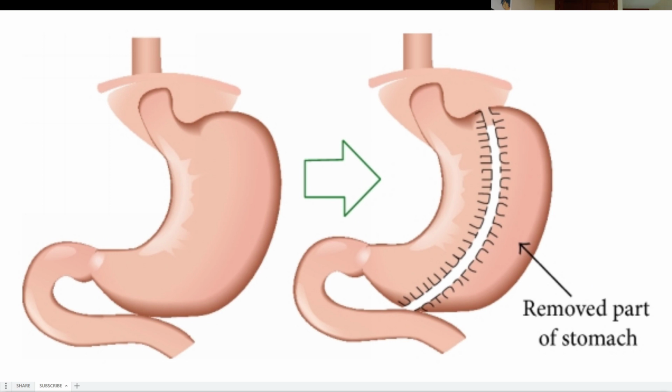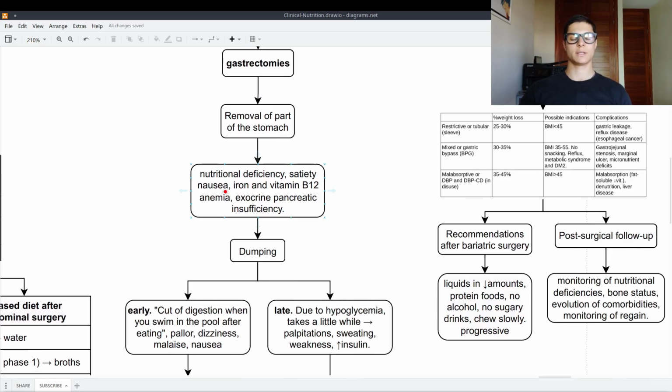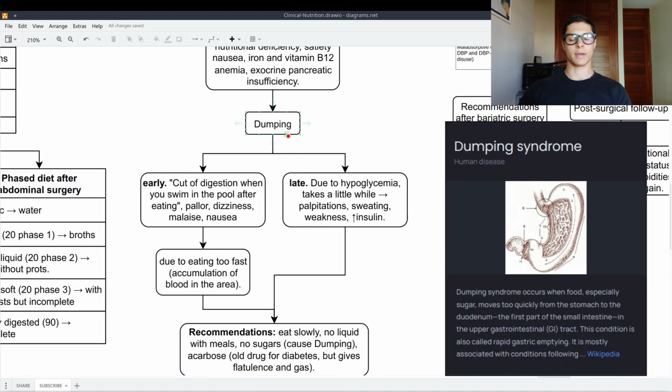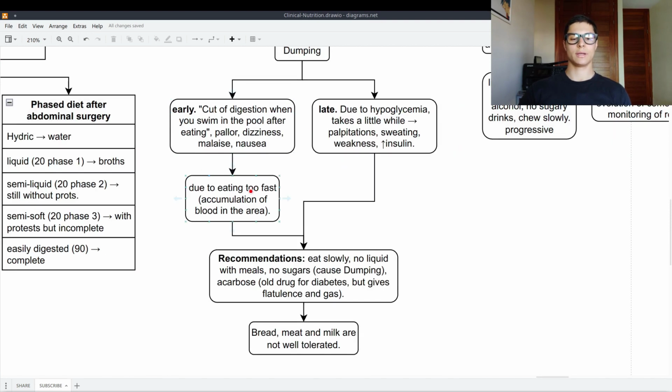Gastrectomies, removal of a part of the stomach. Nutritional deficiency, satiety, nausea, iron and vitamin B12 deficiency, anemia indeed, megaloblastic and ferropenic anemia, exocrine pancreatic insufficiency, and dumping. Early dumping, which cuts off digestion, like when you swim in the pool after eating: pallor, dizziness, malaise, nausea. Late dumping is due to hypoglycemia. Takes a little while and it causes palpitations, sweating, weakness, and an increase of insulin. The early one is due to eating too fast, an accumulation of blood in the area.